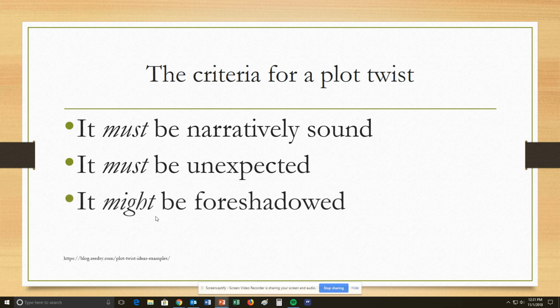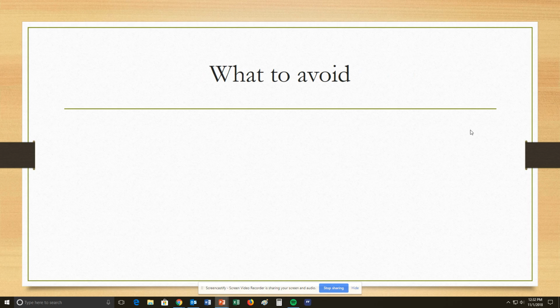And it says it might be foreshadowed. I would say "must," maybe, but "might" is a pretty slight word. Really strong plot twists are foreshadowed in a way that makes them narratively sound. I would say these two are somewhat connected. What happens if you do it incorrectly? Well, then you go and you have this thing.